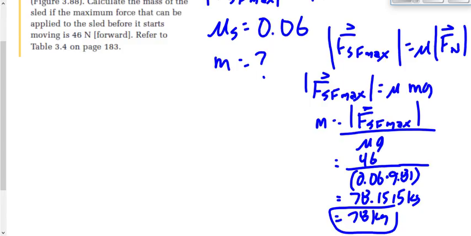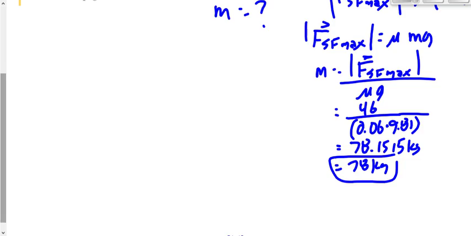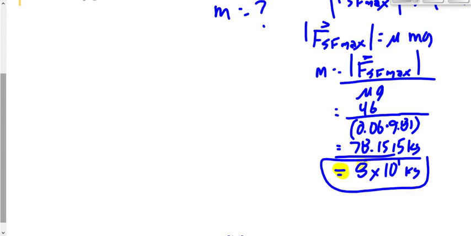Where's my mistake here? Just a little thing that I missed. Yeah, it should actually be how many digits? One digit. So it should be 8 times 10 to the 1. That's kind of ugly, actually. I don't like it when they make it one significant digit like that, but it is what it is.